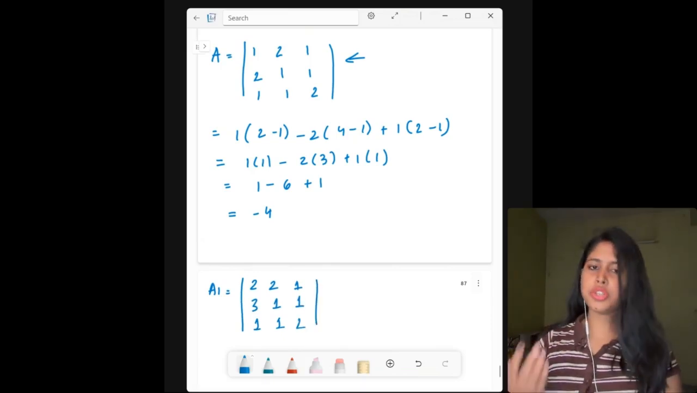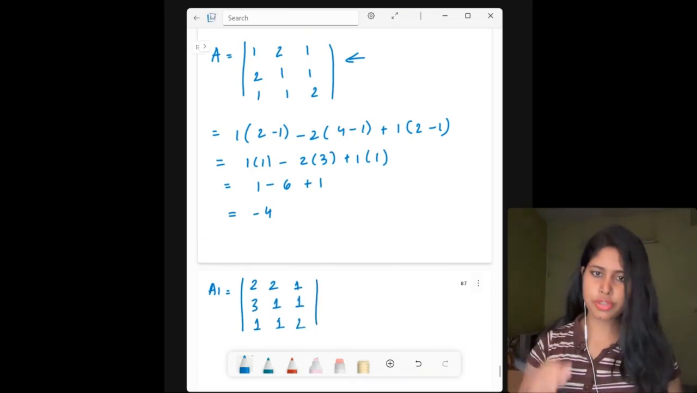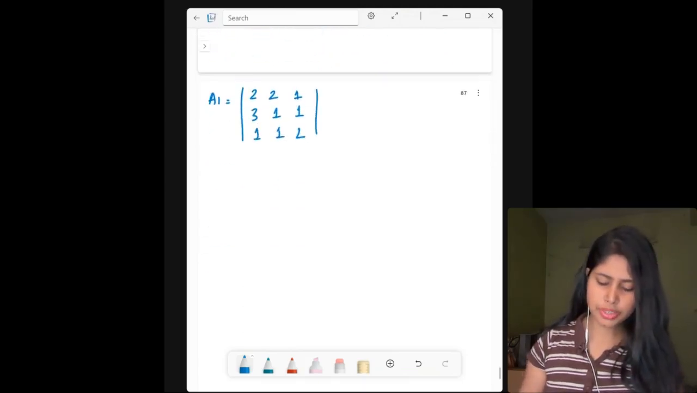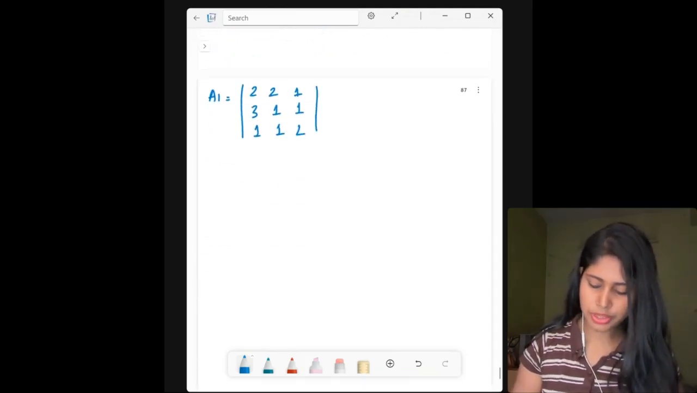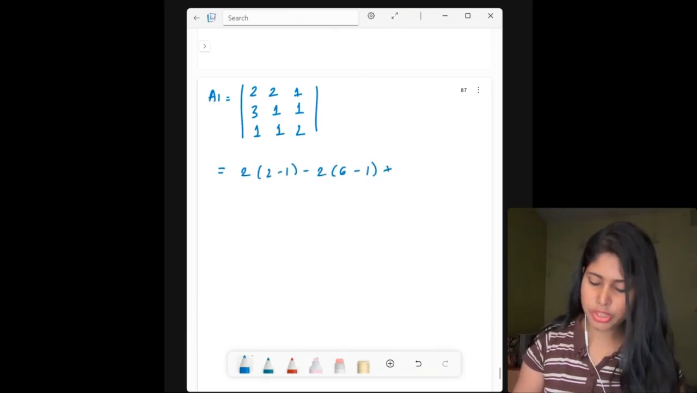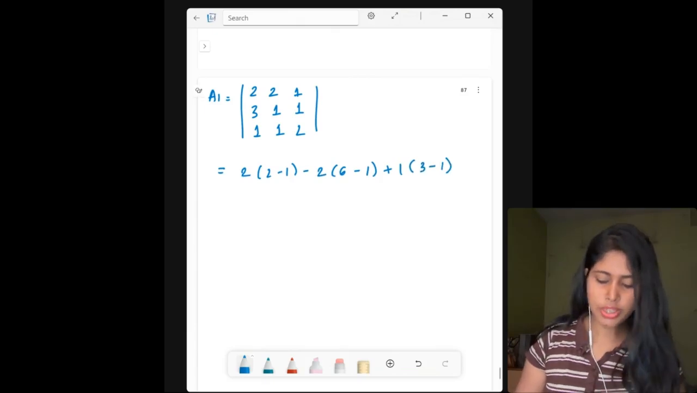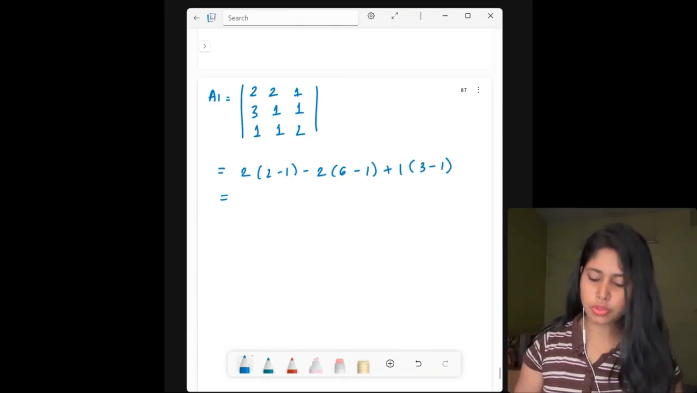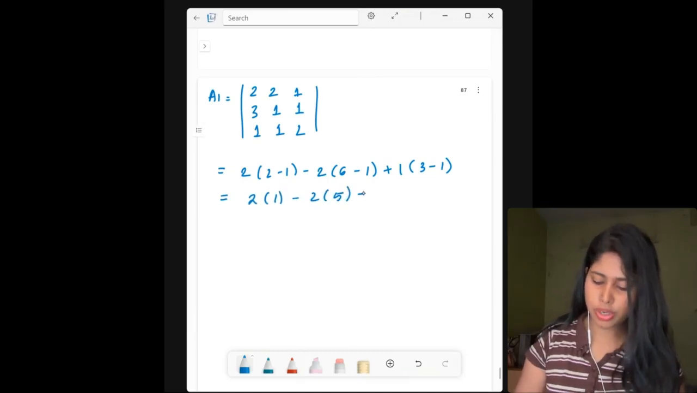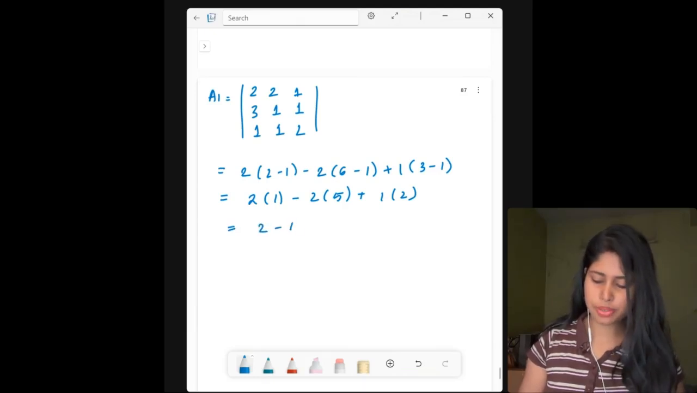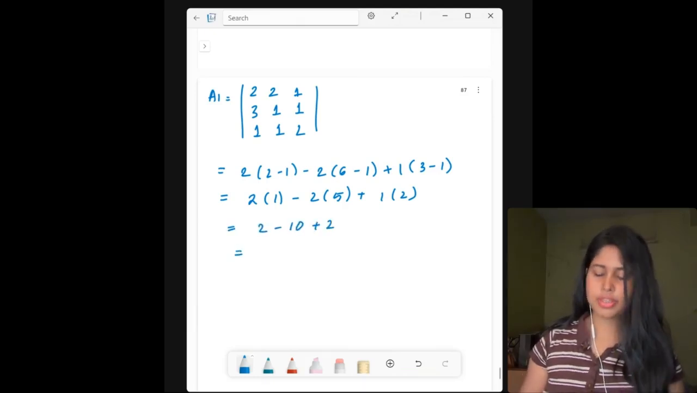And next you need to do what? You need to find the determinant of A1. Now let us find the determinant of A1. It will be 2 into (2 minus 1), minus 2 into (6 minus 1), plus 1 into (3 minus 1). Okay, now if we further calculate it, we will get what? 2 into 1, minus 2 into 5, plus 1 into 2, which equals 2 minus 10 plus 2, which equals minus 6.